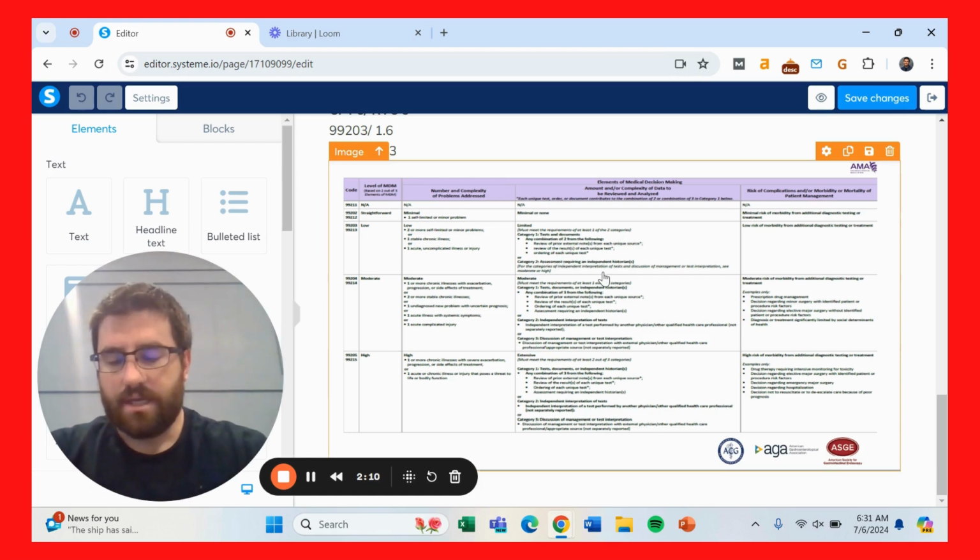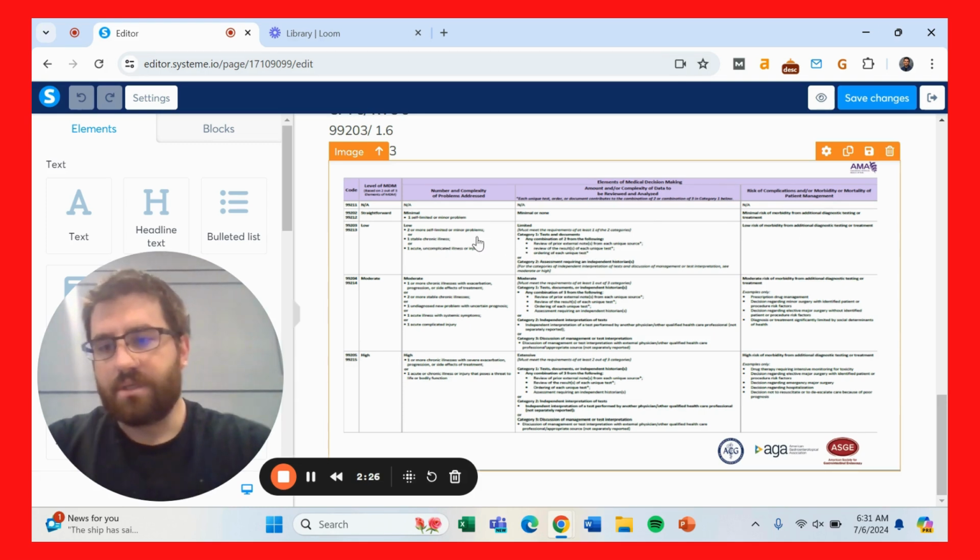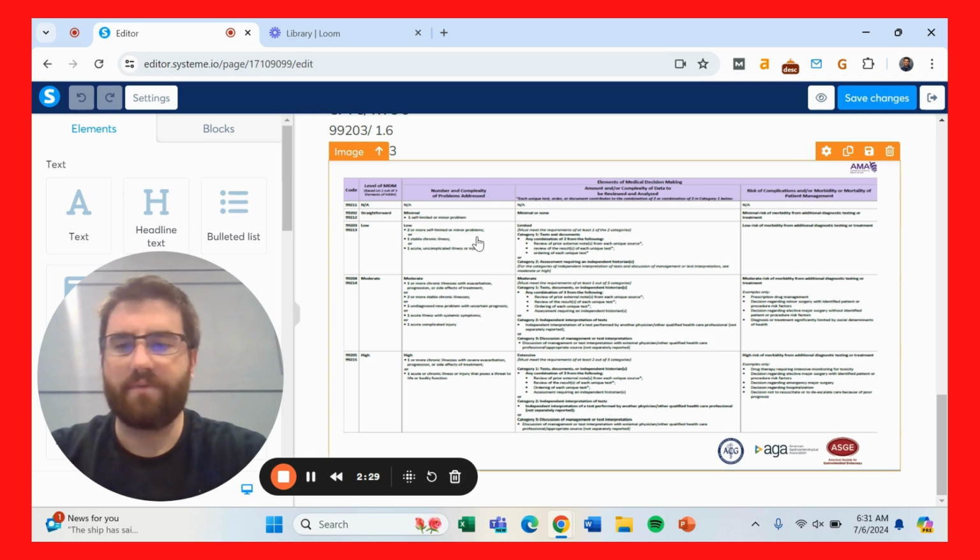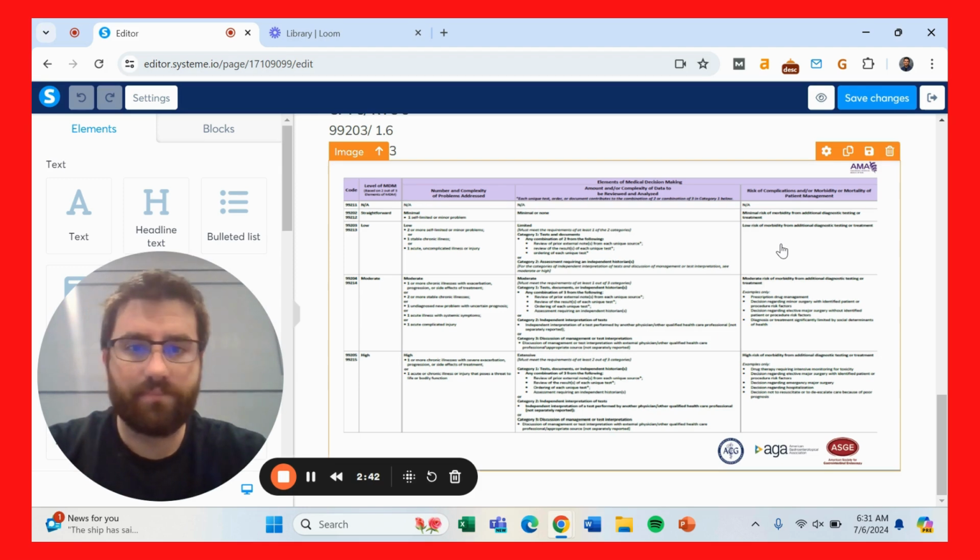So what I like to say is a URI with a prescription for cough medicine, boom, level 3, because that meets this, or if you do any other testing at all, it still meets that, okay? Or 1 stable chronic illness with prescription drug management, okay? Say a patient comes in, they're just there for their high blood pressure, and that's literally all they have. They're super healthy, they just have high blood pressure. So that 1 stable chronic illness and some prescription drug management over here, that meets the criteria for column 3, okay?